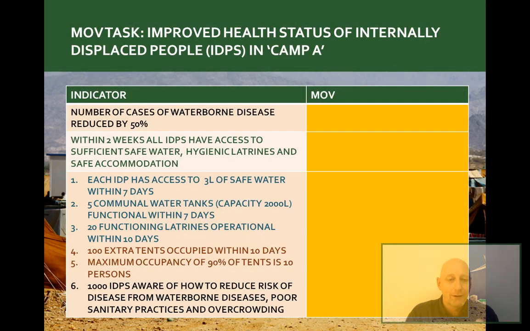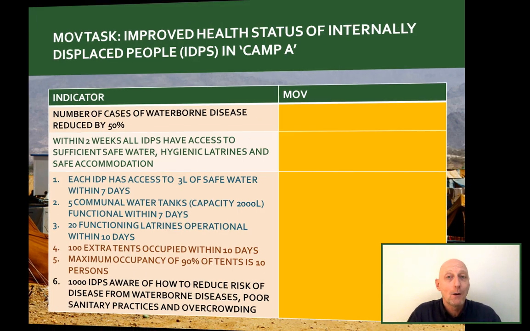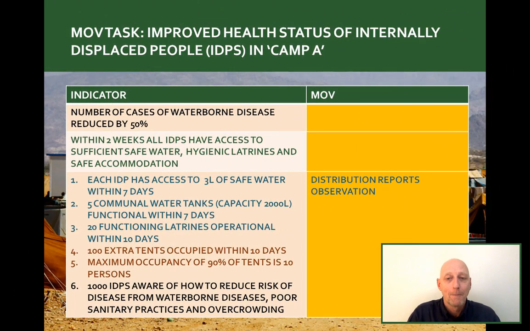So I've color-coded things a little bit here to make it a bit more obvious. Let's start again at output level 1, 2, and 3. We have two methods: distribution reports and observation. Distribution reports will tell us that these services have been provided. Observation will tell us about the functionality.